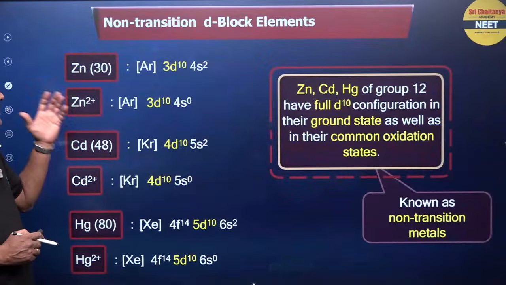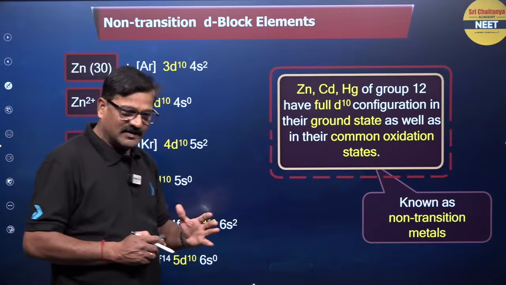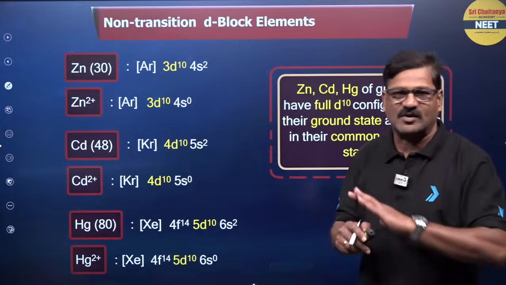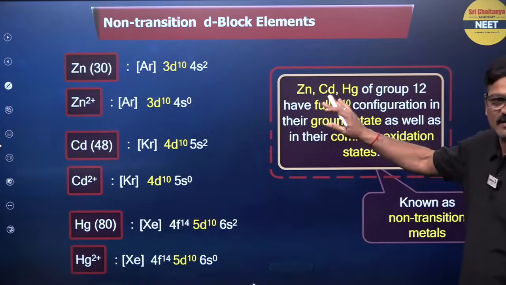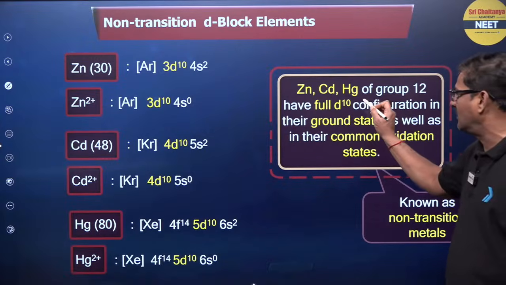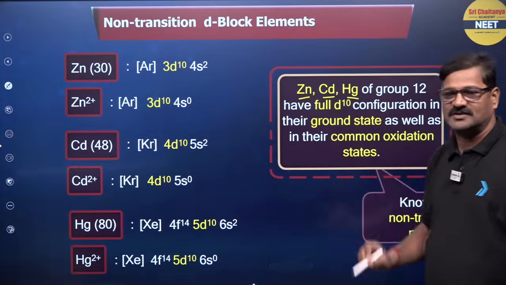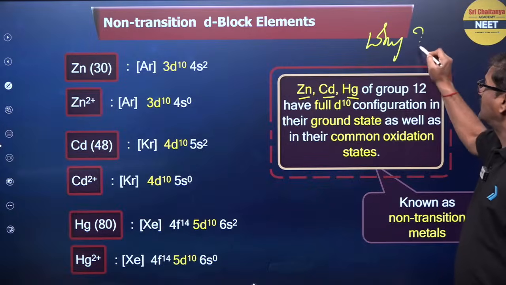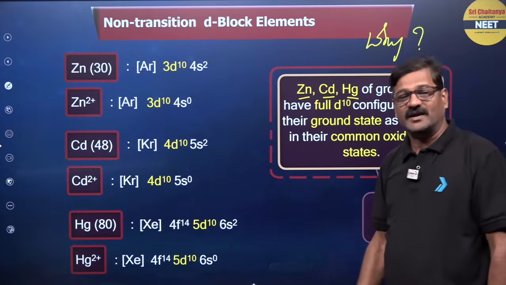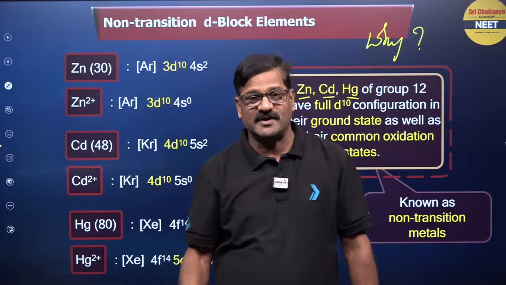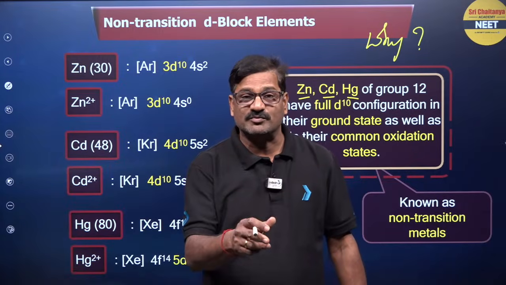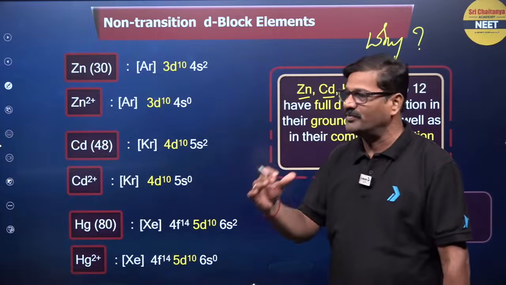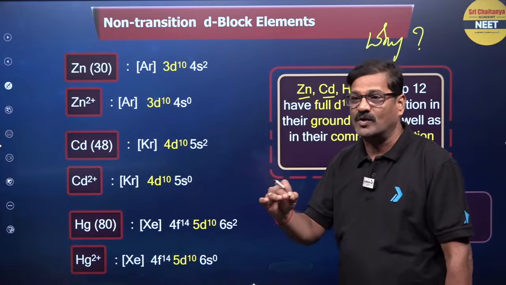Here you can see every element of the D block is not a transition element. Zinc, cadmium, mercury are not considered as transition elements. So why? A reasoning question can come in CBSE, assertion reasoning questions can also come in the NEET examination, and in the CBSE question paper assertion reasoning can also come. So before you jump into a particular topic, you need to know what exactly.